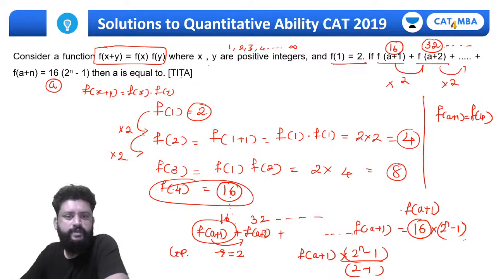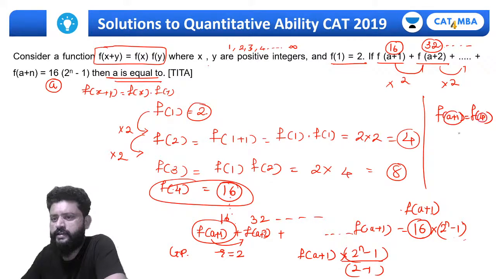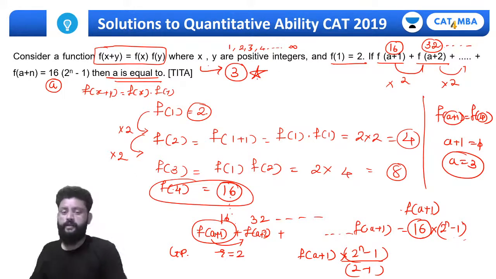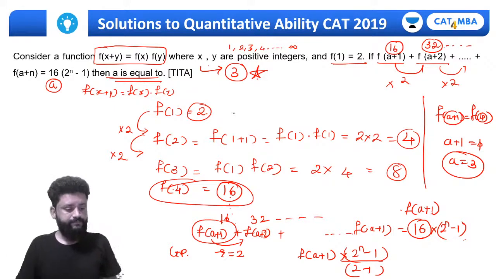Okay, so anyway, we are supposed to calculate the value of a, that's really easy. a plus 1 should be 4, so a plus 1 is 4. That's a really simple question on functions or geometric progression, you can say.